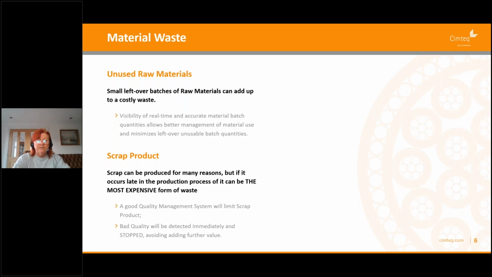Essentially, we need to stop producing that product immediately, because we don't want to finish that run and then, even worse, let it go on to add further value at further processes. We need to stop it at the source, prevent it from continuing and take action. This is where an MES system comes in and is excellent, because the quality management within the system will make sure that this happens.